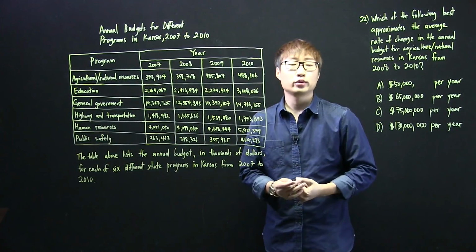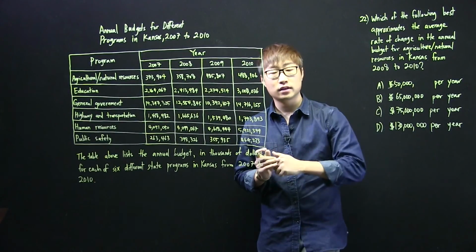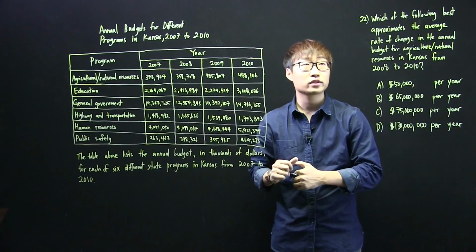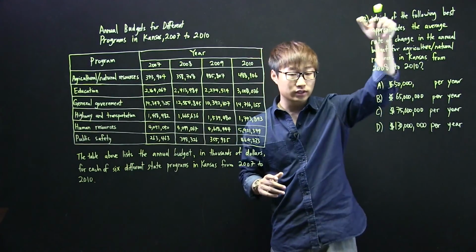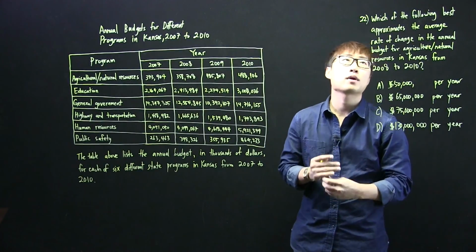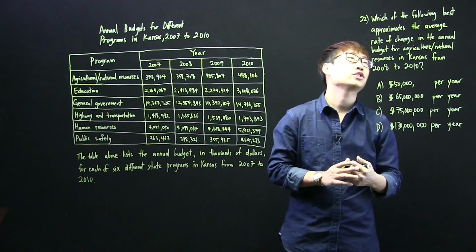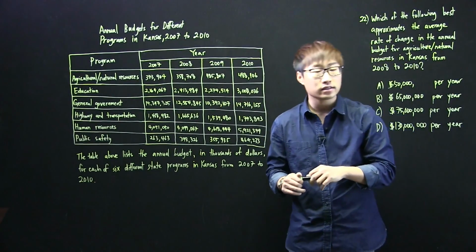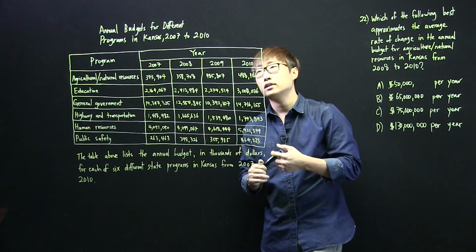All right, number 22. Excuse the position of the question. The table took up too much space. So for number 22 and 23, I'll be writing the question out on the right side. All right, number 22. Which of the following best approximates the average rate of change in the annual budget for agriculture and natural resources in Kansas from 2008 to 2010?